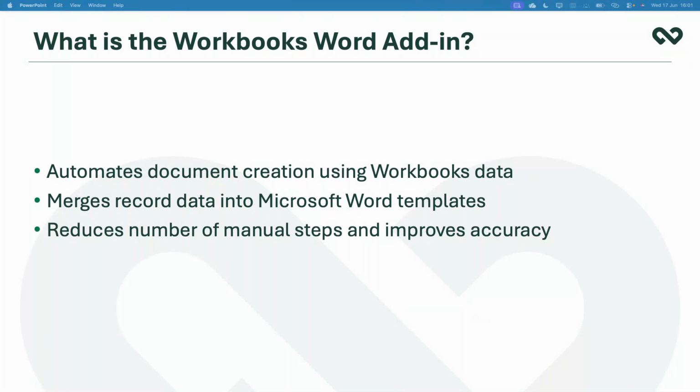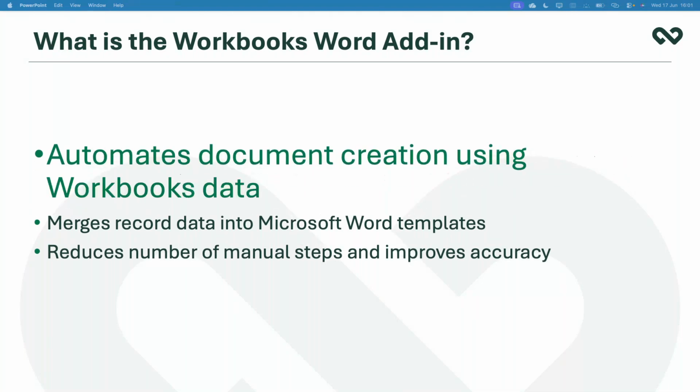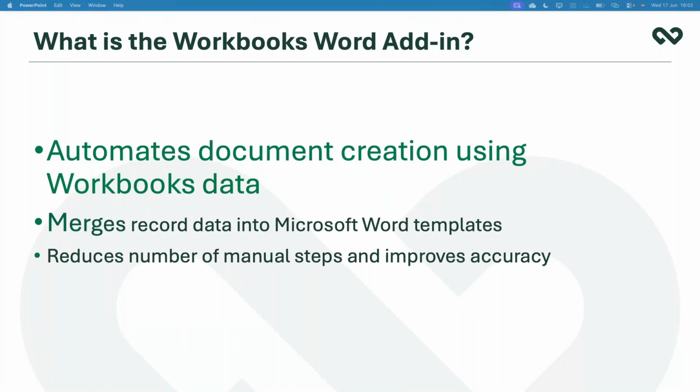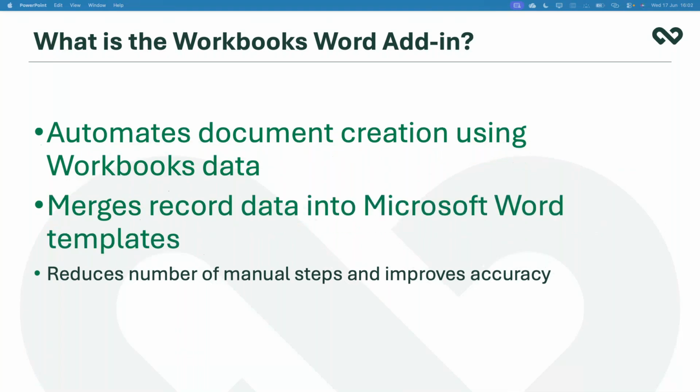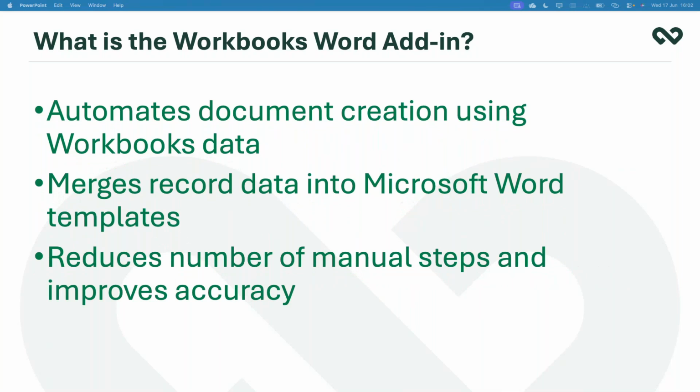Let's start with what is the Workbooks Word Add-in. At a high level, it allows you to automatically generate documents by pulling data directly from Workbooks into your Microsoft Word template. Instead of manually copying and pasting information, the add-in merges your Workbooks record data straight into predefined placeholders within your document, which are the merge blocks. This not only saves you time, but also helps reduce errors and ensures your document stays consistent and professional.